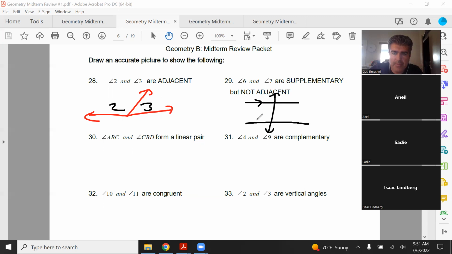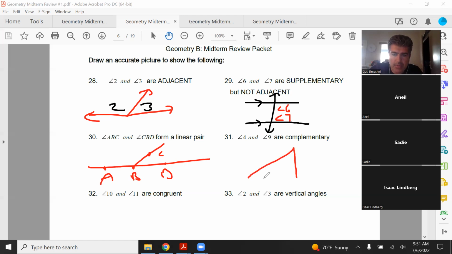I'm drawing parallel lines here. Like that could be 80 and 100. So that could be angle 6. That could be angle 7. ABC and CBD form a linear pair. So B would be the vertex. Here's A, here's C, here's D. Not that hard.